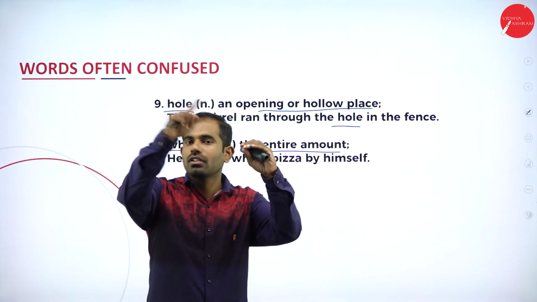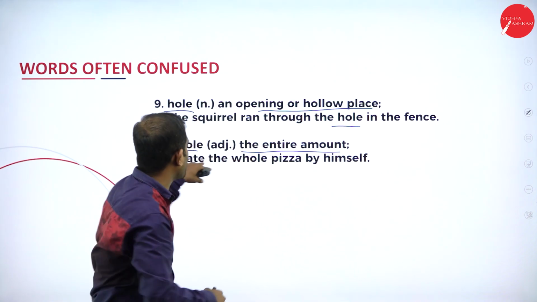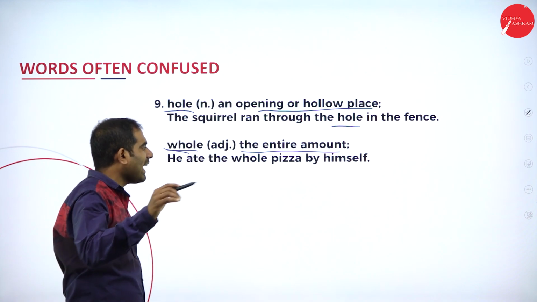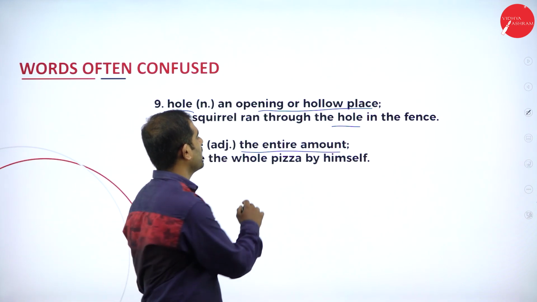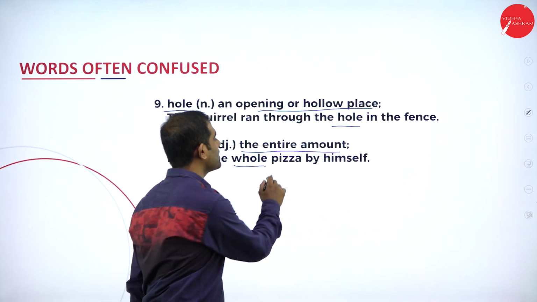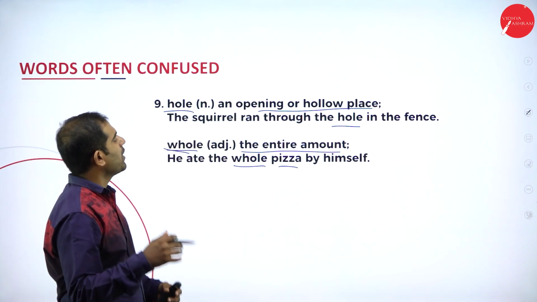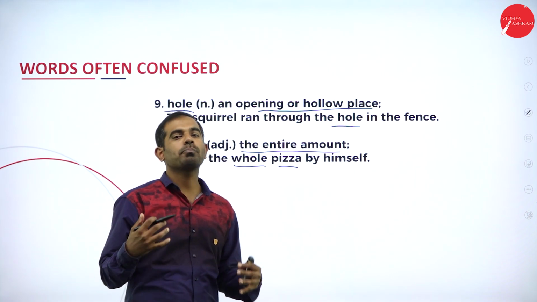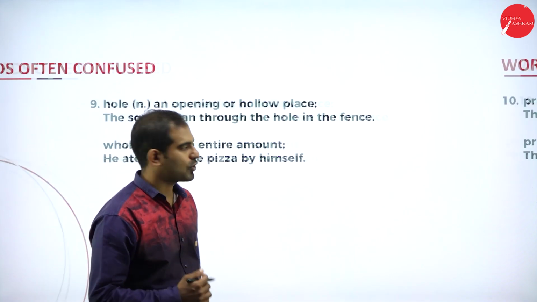When I say this, it is not this round hole. No, I'm talking about the entire thing. He ate the whole pizza. That's how it's pronounced actually. The actual pronunciation is pizza. The whole pizza by himself. He ate the whole pizza by himself.